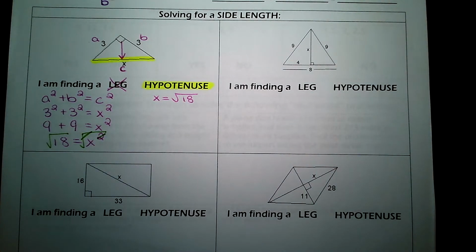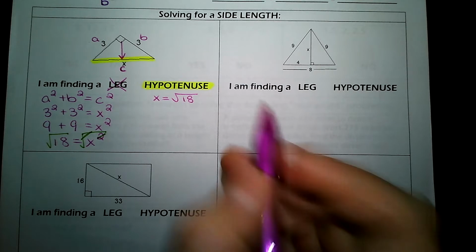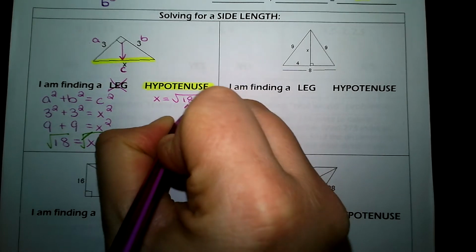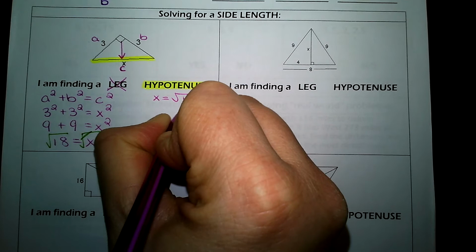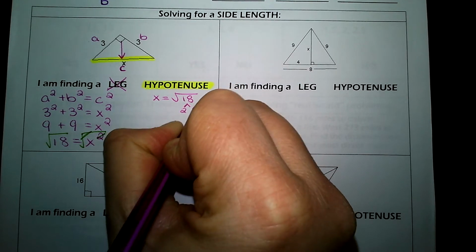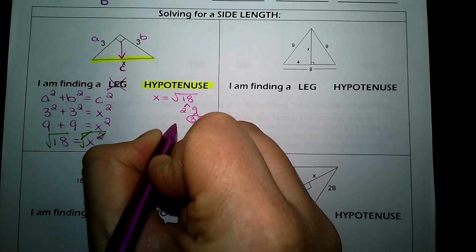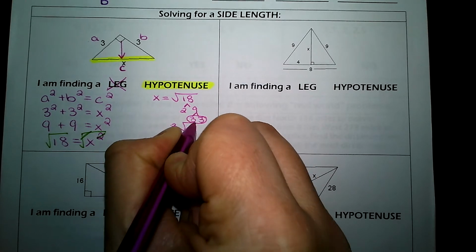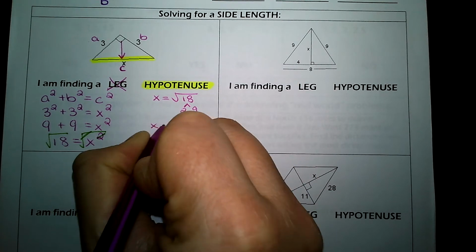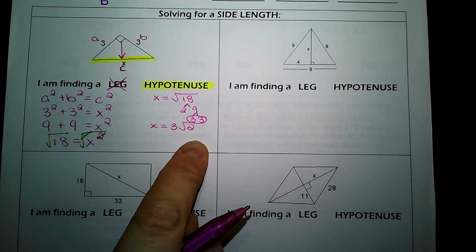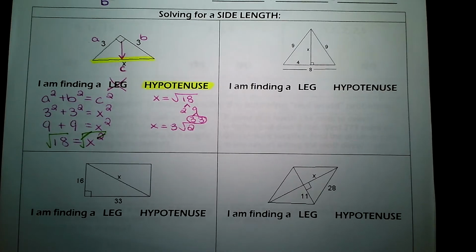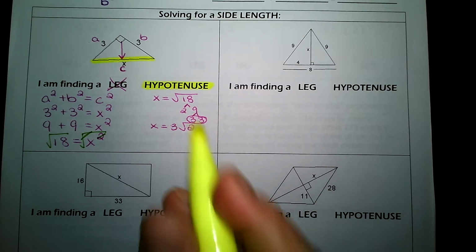Now there might be 2 different ways that we need to answer this question. We may need to use what's called a simplified radical, which we've practiced this year. That's where we would start breaking down 18. 18 is 2 times 9, and 9 is 3 times 3, and here's our pair of 3s. So 3 on the outside, 2 on the inside. This would be the simplified radical. X equals 3 square root 2.